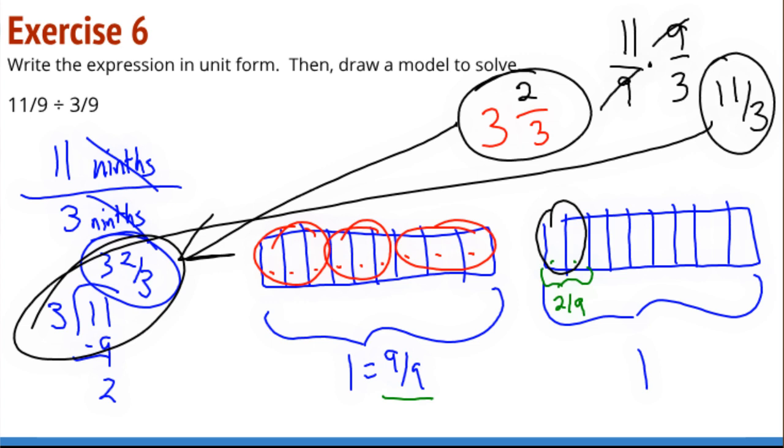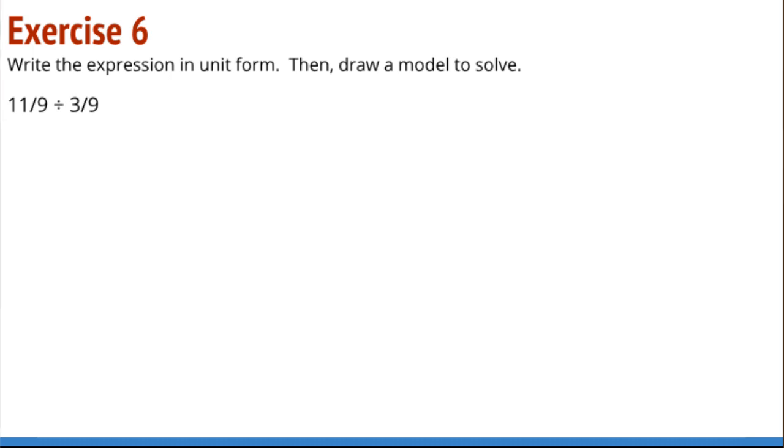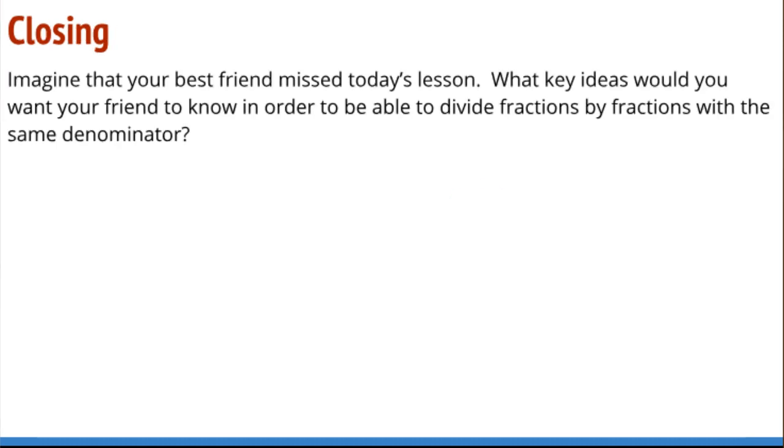And these are called unit form when they have the same denominators. Makes things very nice to work with. So imagine that your best friend missed today's lesson. What key ideas would you want your friend to know in order to be able to divide fractions by fractions with the same denominator? So kind of what is your takeaway from this lesson?